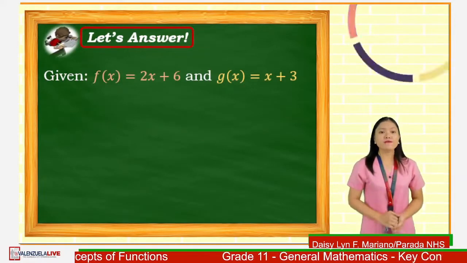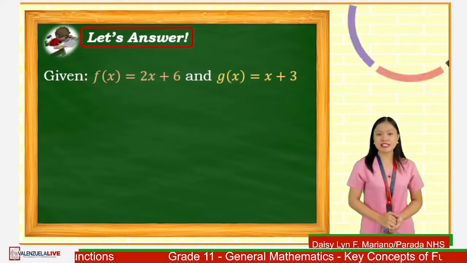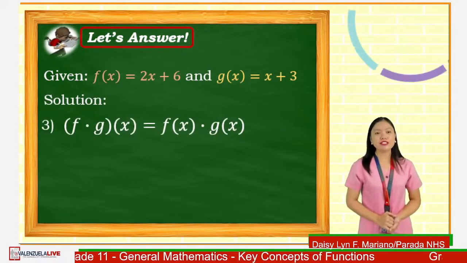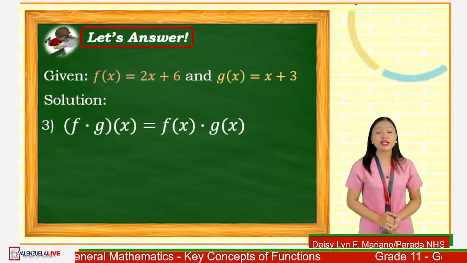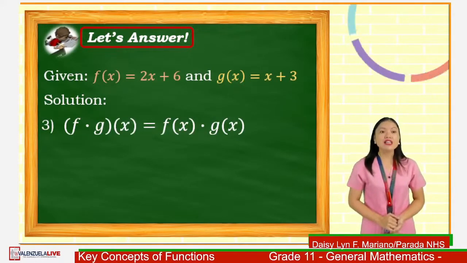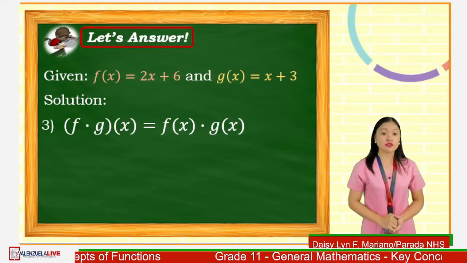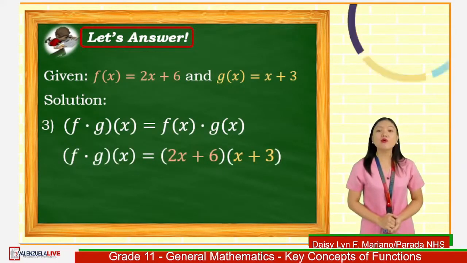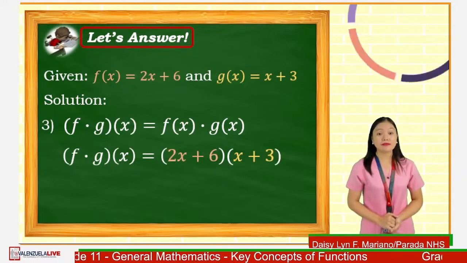For number 3, given the same functions, let us find the product. That is f times g of x, which is similar to f of x times g of x. Let us substitute the given functions. We have the quantity 2x plus 6 times the quantity x plus 3.